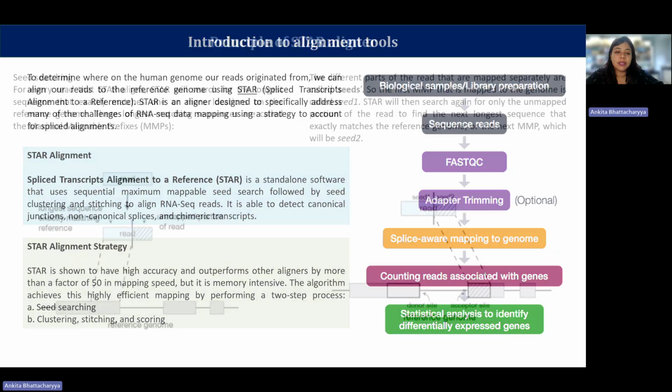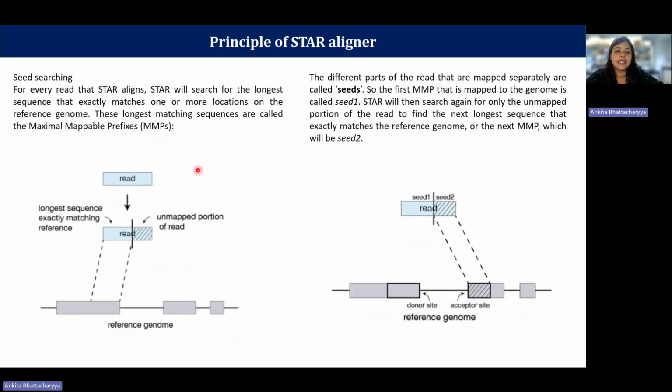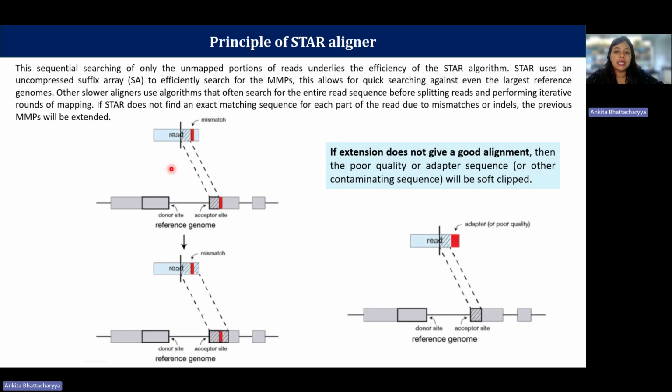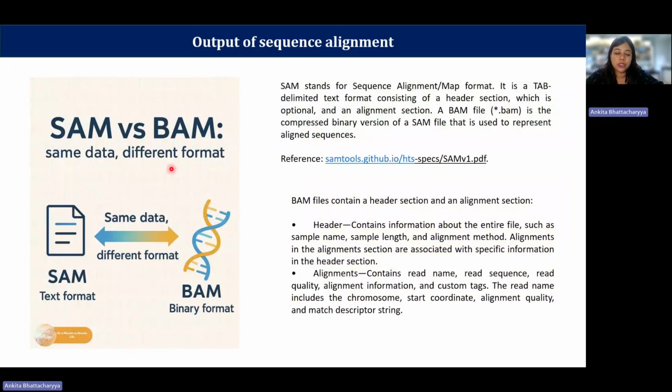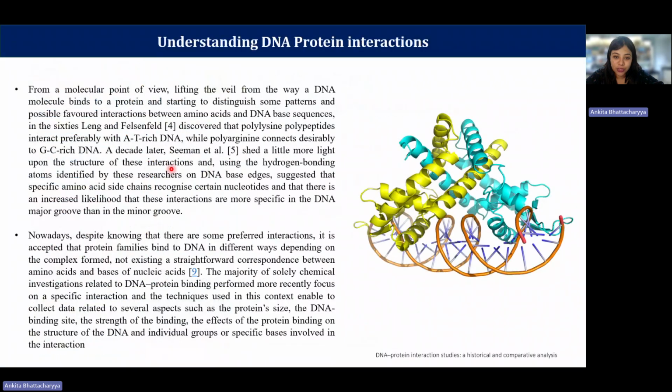Splice transcripts alignment tool reference, usually used for RNA-seq data analysis, searches for a seed, and then it aligns the sequence properly. Then we talked about Bowtie as well, or Bowtie 2, which is also used, the comparison between SAM and BAM tools, SAM and BAM formats for data files. Then we talked about DNA protein interactions. This was relatively much more recent.